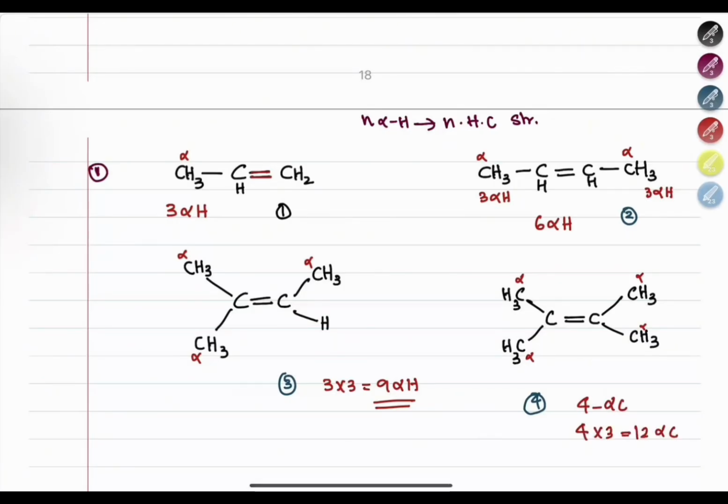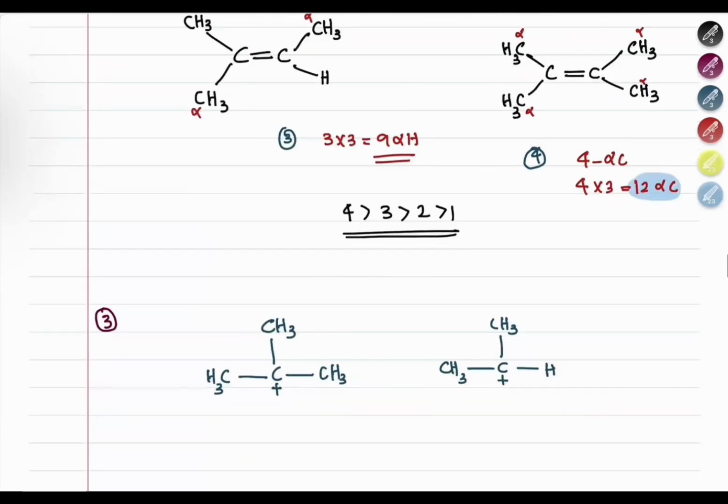So we know if there are n number of alpha hydrogens, there are n number of hyperconjugative structures, and the higher the number of hyperconjugative structures, the higher will be the stability. So the fourth molecule is having 12 alpha hydrogens, meaning it is having the highest number of hyperconjugative structures. So the fourth molecule will be most stable. Then comes 3, then comes 2, then comes 1. So this is the stability order of these alkenes.